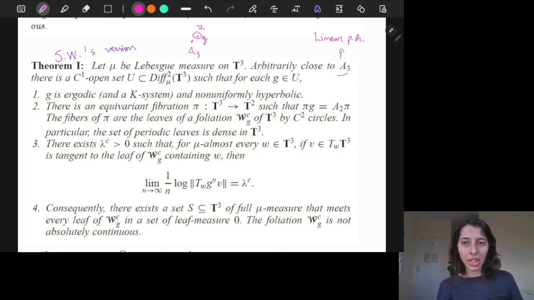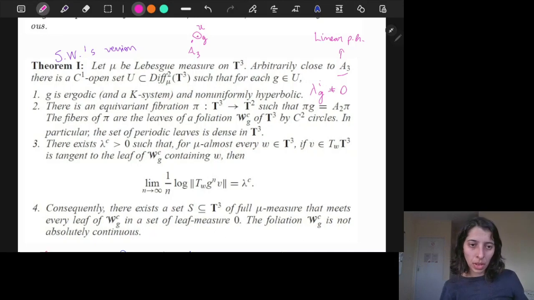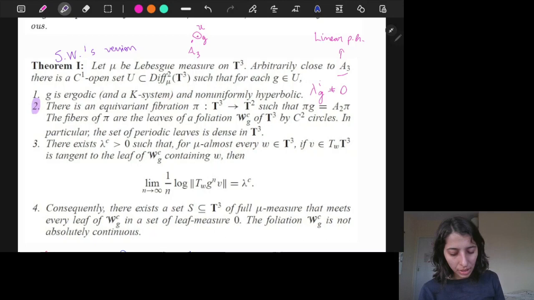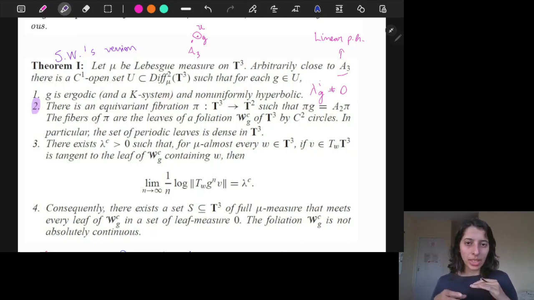The first one is that G is ergodic and non-uniformly hyperbolic, meaning that the Lyapunov exponents of G are all non-zero. And the second condition is that there is a fibration of the three torus that has the two torus as the base space, and the fibers are C2 circles, and these C2 circles will form the center foliation.